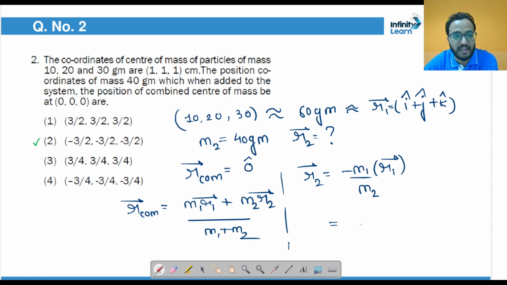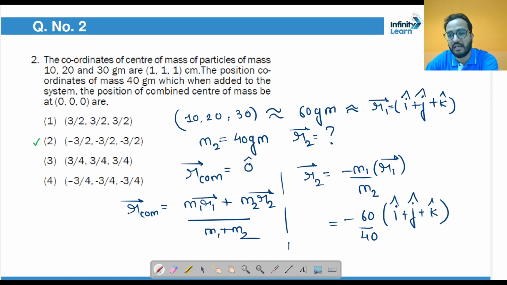I hope you can put the values here. So minus m1 is how much? m1 is 60. m2 is what? 40. So it will be 60 by 40, that is 3 by 2, minus i cap minus j cap minus k cap. Okay, so this is vector r2. I hope it is clear.